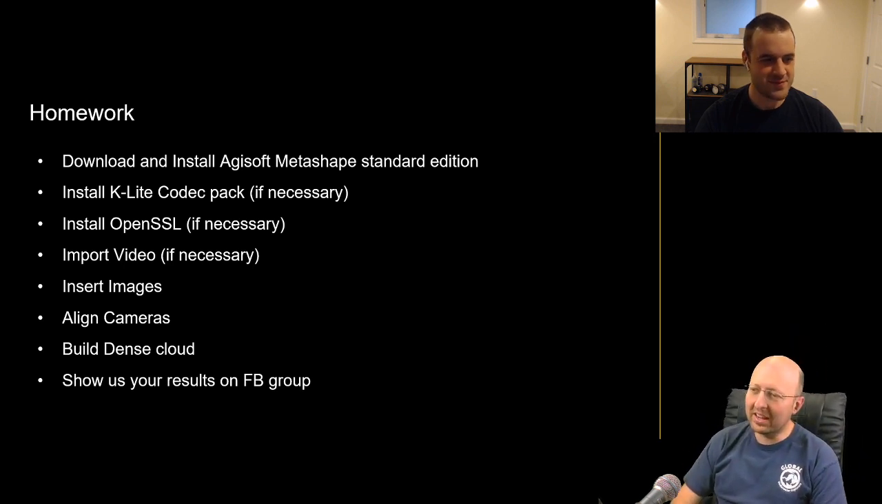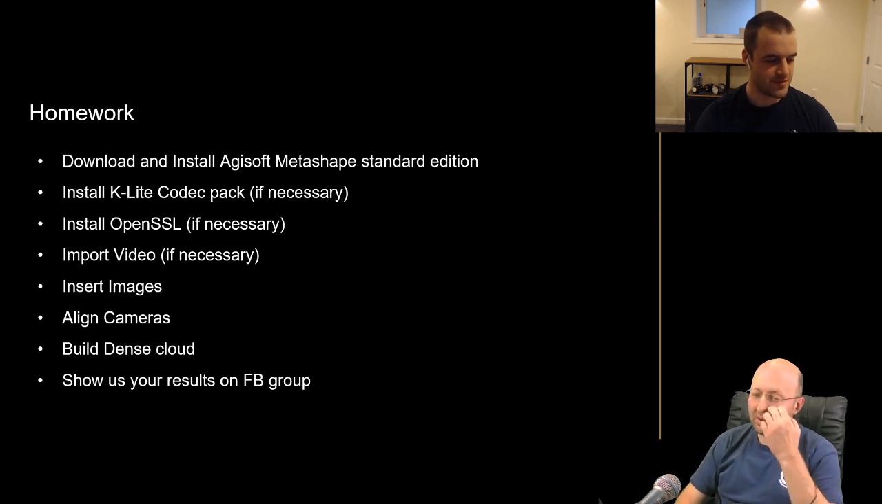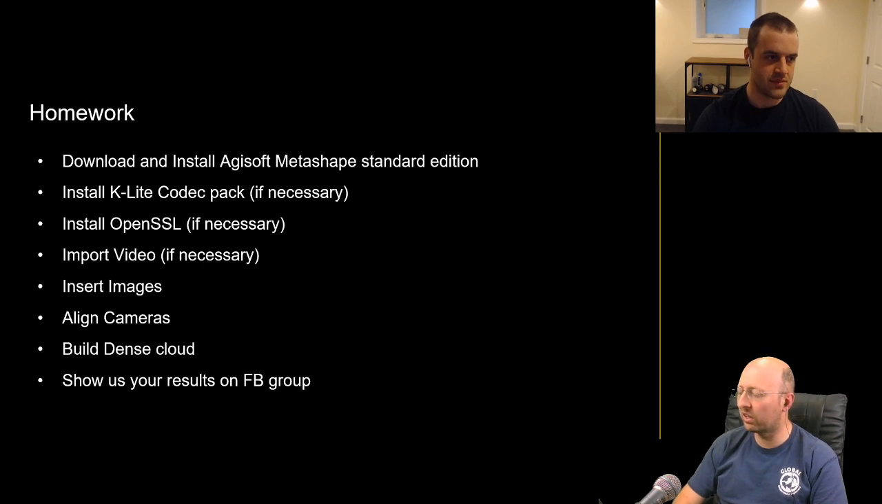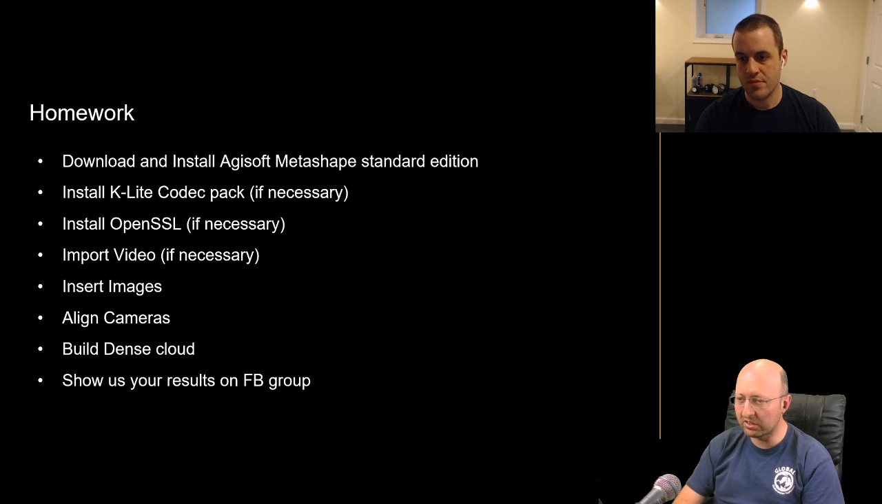If you're on a PC and you want to do video import, then you need to install the K-Lite codec pack, and I know that Kees has stuck those links up in the Facebook group. If you're on a PC, you also need to install OpenSSL. Then import your video if you've shot video, or import your still images. This is the insert images option from the workflow menu.